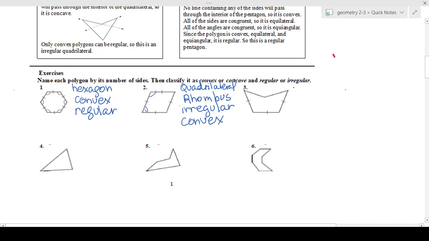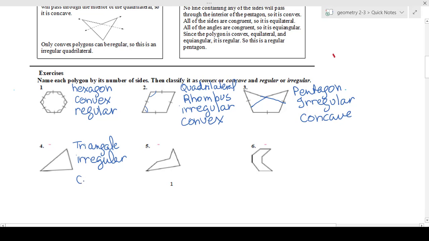Here, this shape is 1, 2, 3, 4, 5, so it's called a pentagon, irregular, and concave. Why concave? Because if I stretch these sides, they come inside the figure, so it is concave. Now this one immediately, the sides are not equal, so it is a triangle. It is irregular, it is convex.